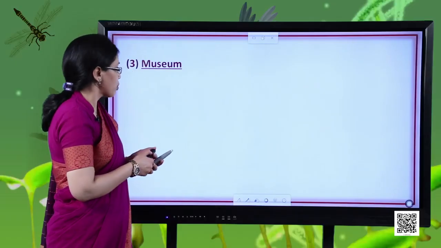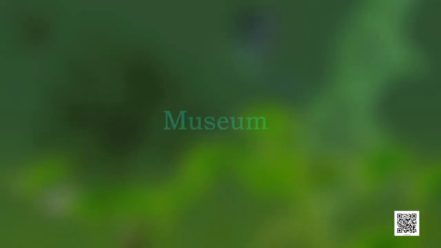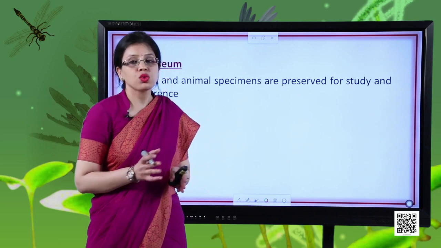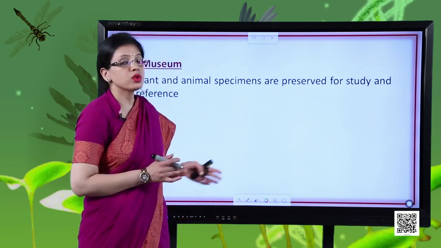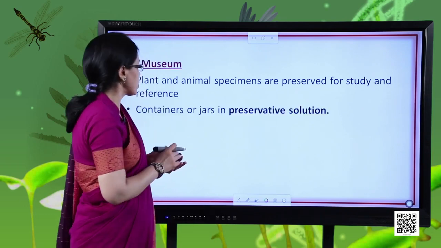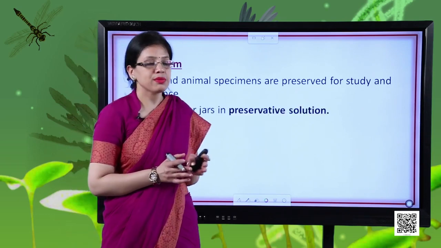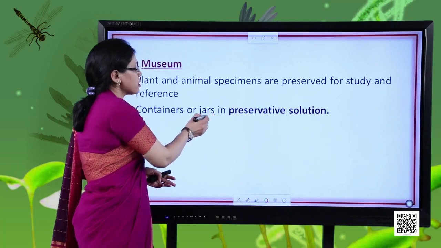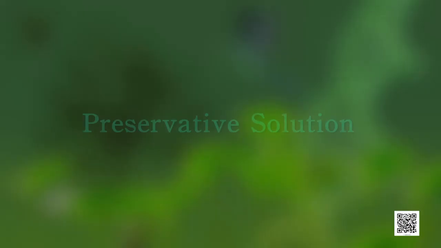So the next taxonomical aid that we have to study is the museum. Museums are usually maintained in schools and colleges, in which we try to conserve plant and animal specimens in various forms. The first form is that the plant or animal specimen can be preserved in jars, and they will have a preservative solution.